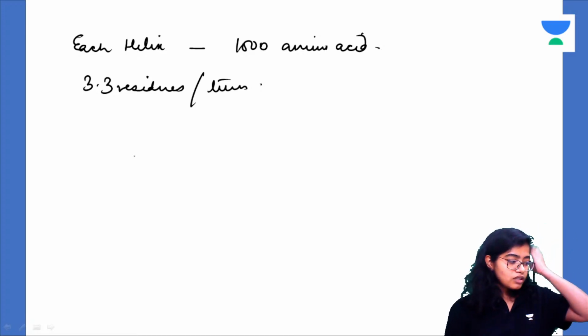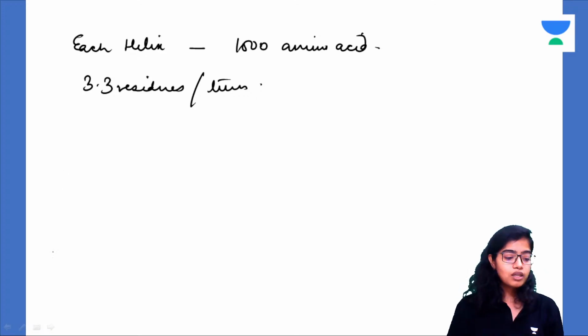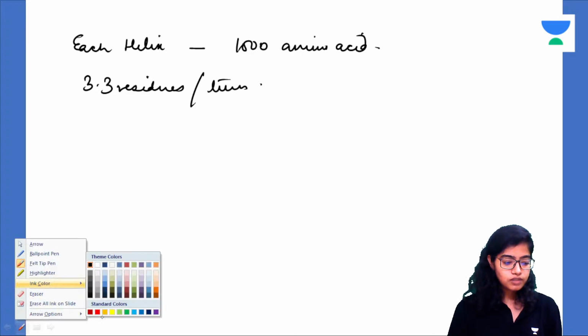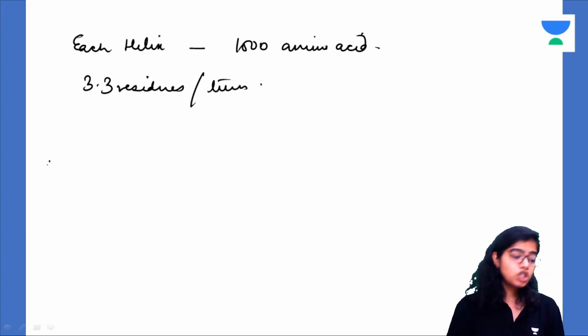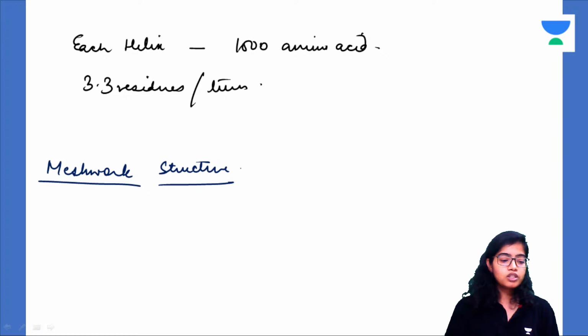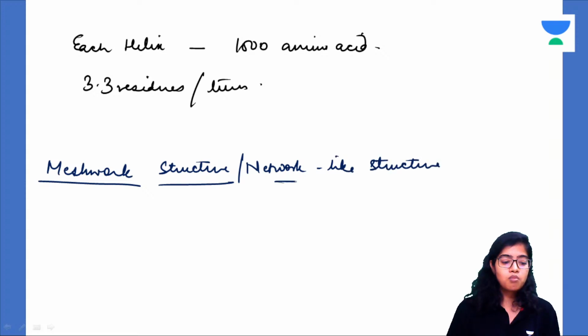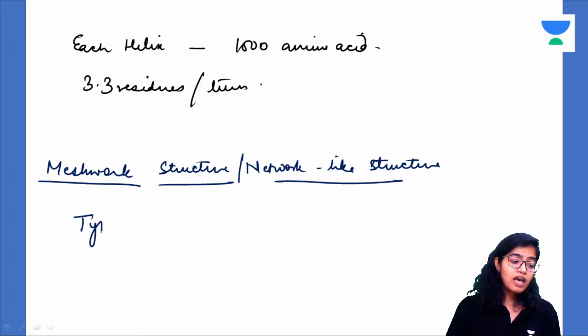Okay, all of you have understood about the fibrillar structure of collagen. Now there is another type of structure that is called the meshwork structure of collagen. How many of you know about the meshwork structure of collagen? This meshwork structure, or network-like structure, resembles the mosquito net. It is present in type 4 collagen. Type 4 collagen has this structure.